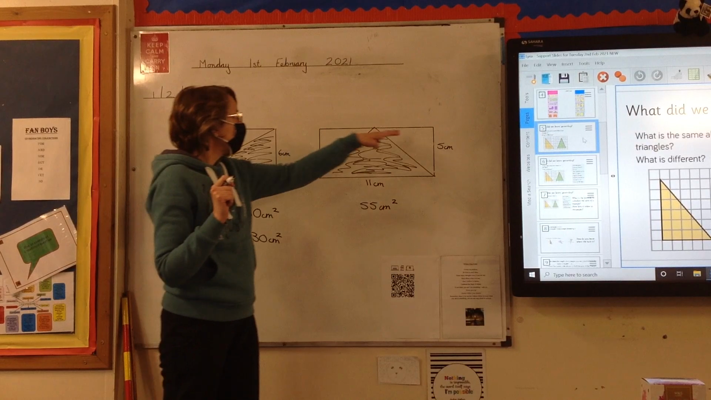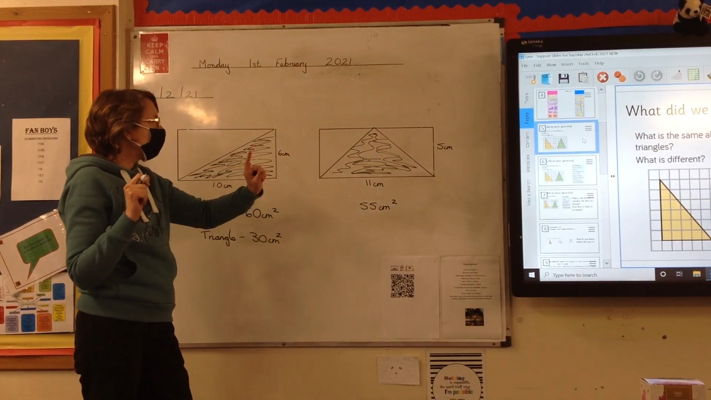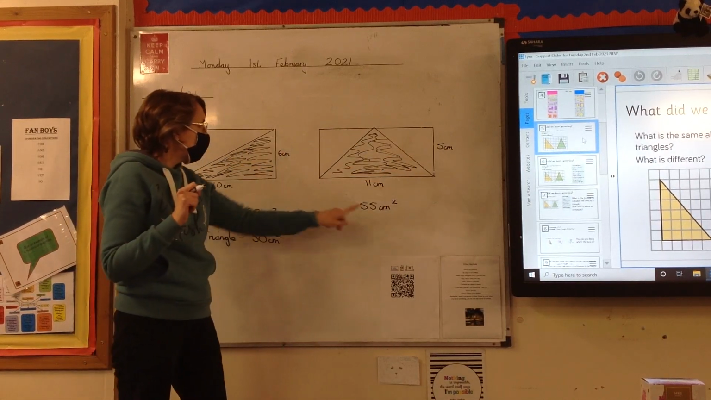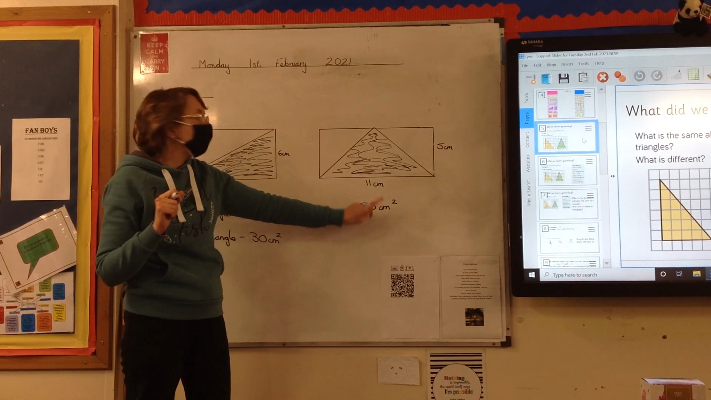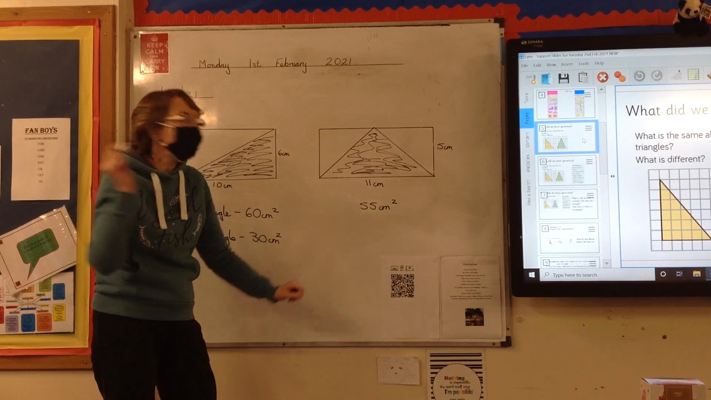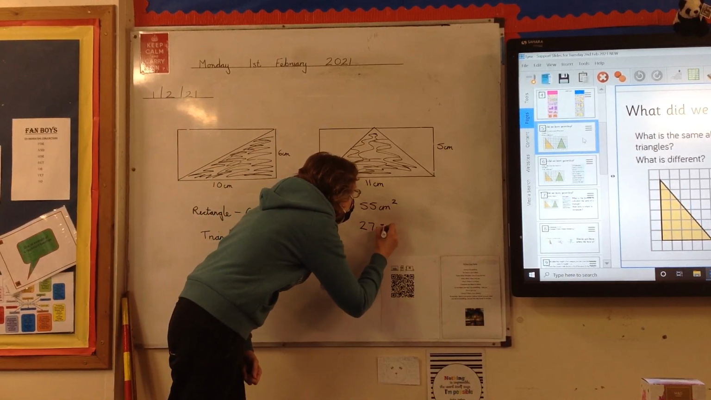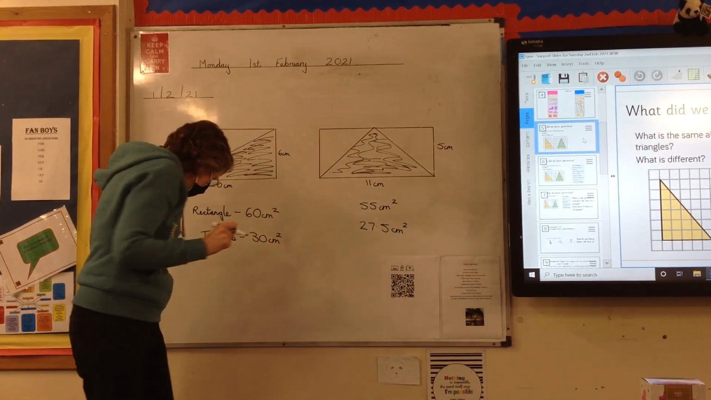Half of the rectangle is left, and I'll show you a way of recognising that in a minute. So if the whole thing is 55 centimetres, what would the area of the triangle be? 27.5. Good. 27.5 centimetres square.